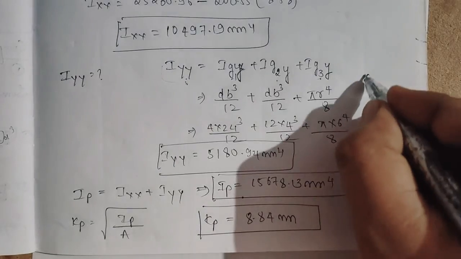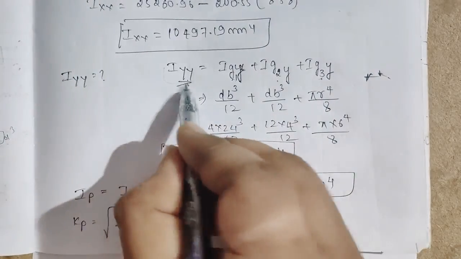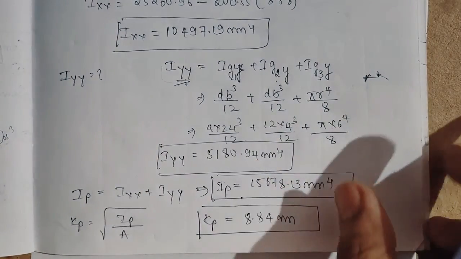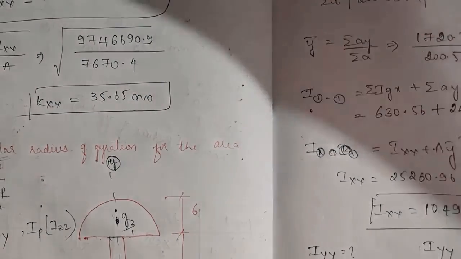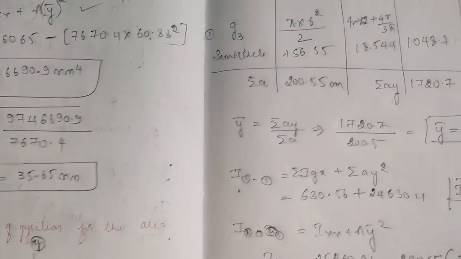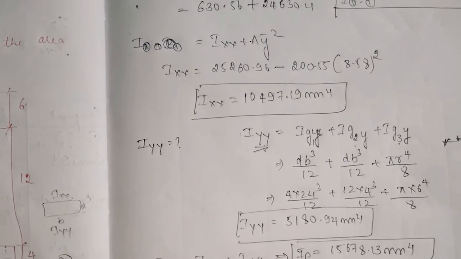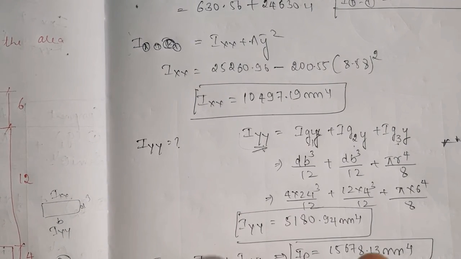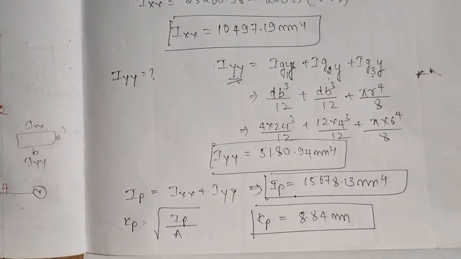So this is how we solve. So this is very important. With respect to y axis, it will become db cube by 12. So this is how we solve the polar radius of gyration for the area shown. It is almost the same as the centroid, but we have to memorize some of the formulas according to the question, so that we will get a solution.